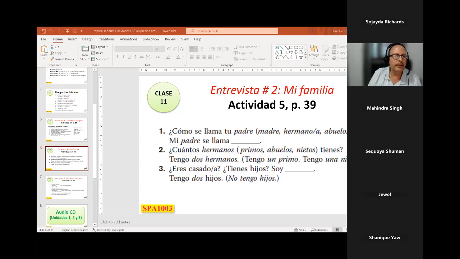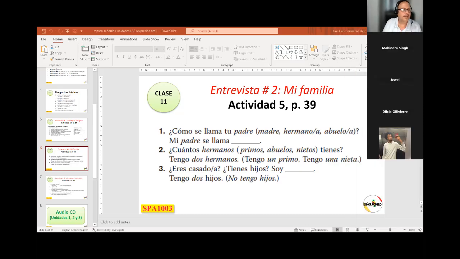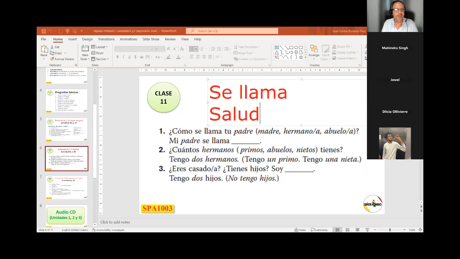Another thing that I need to tell you guys. Se llama means his name is. When somebody sneezes in Spanish, you say health, not blessings. You say health, which is salud. That's something that I want you to know. Salud. Don't say bendiciones, which is blessings. That's weird. People say blessings. Why? Because I'm sneezing. So in our culture, we say salud, which means health.